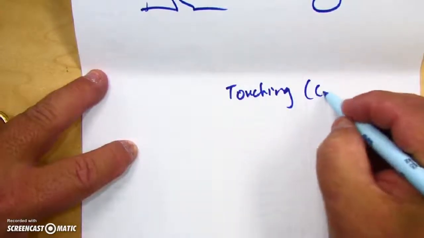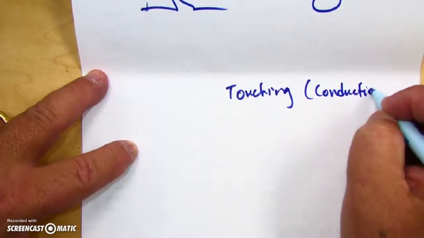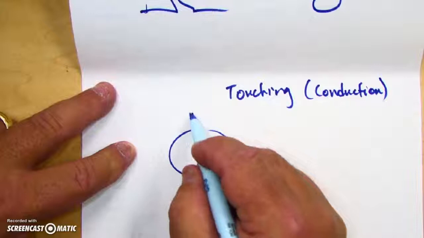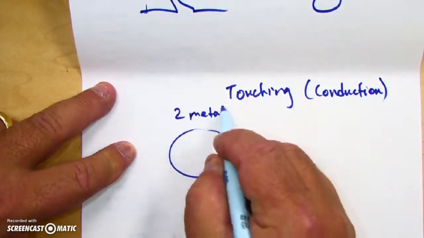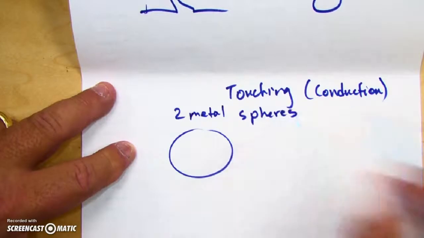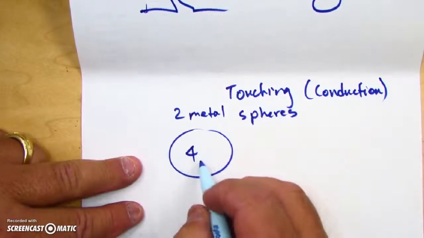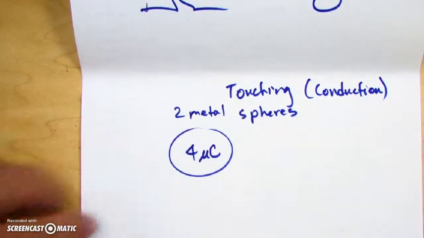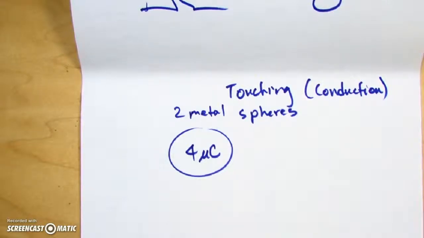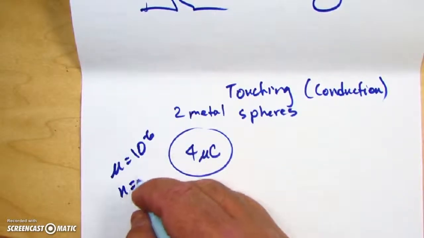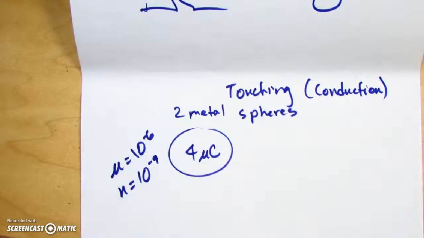By the way, touching is called conduction, so this is called charging by conduction. So I'm going to take two metal spheres. And on this one, I have 4 microcoulombs. The reason we use microcoulombs and nanocoulombs a lot is that a coulomb itself is an incredibly large amount of charge. Micro means 10 to the negative 6th. Nano is 10 to the negative 9th. But again, they'll give those to you. They don't expect you to memorize those.